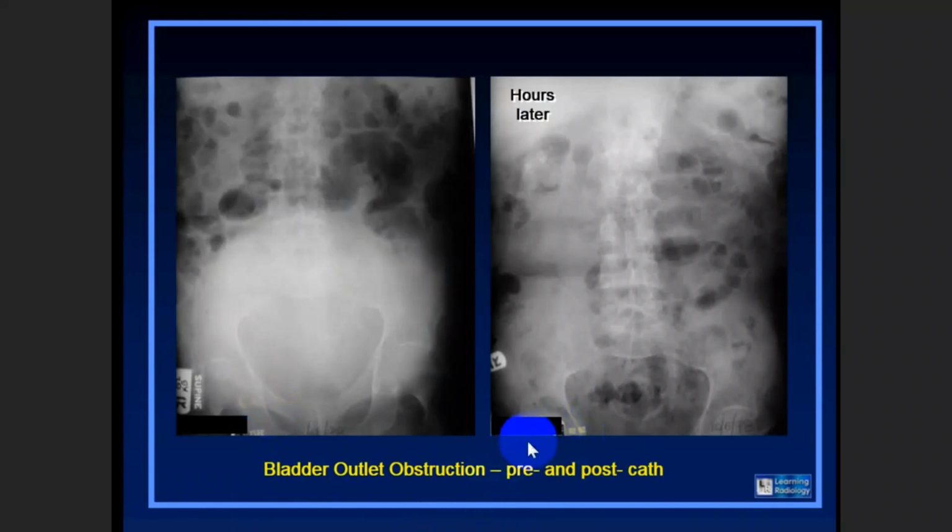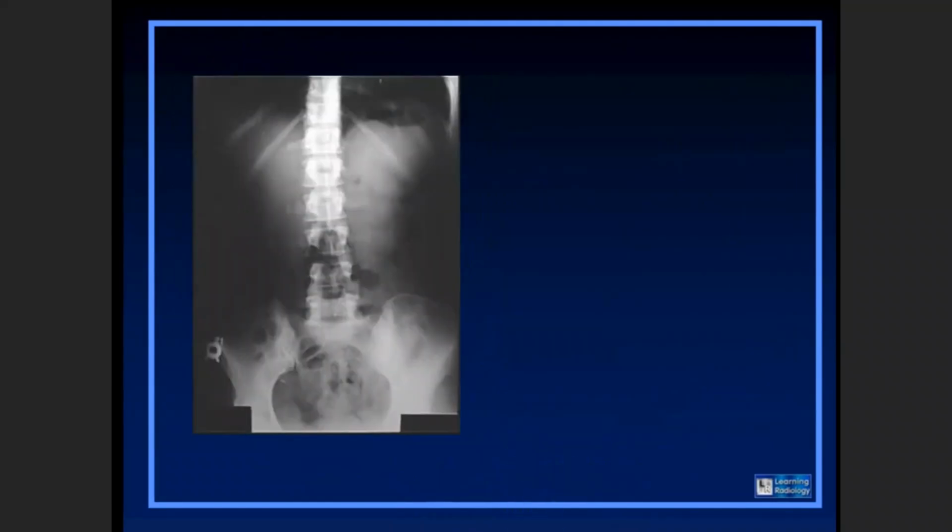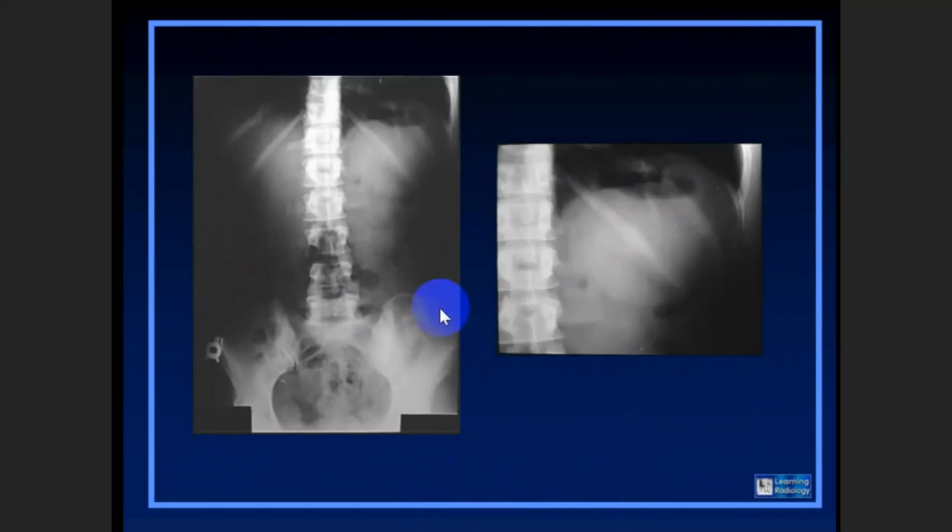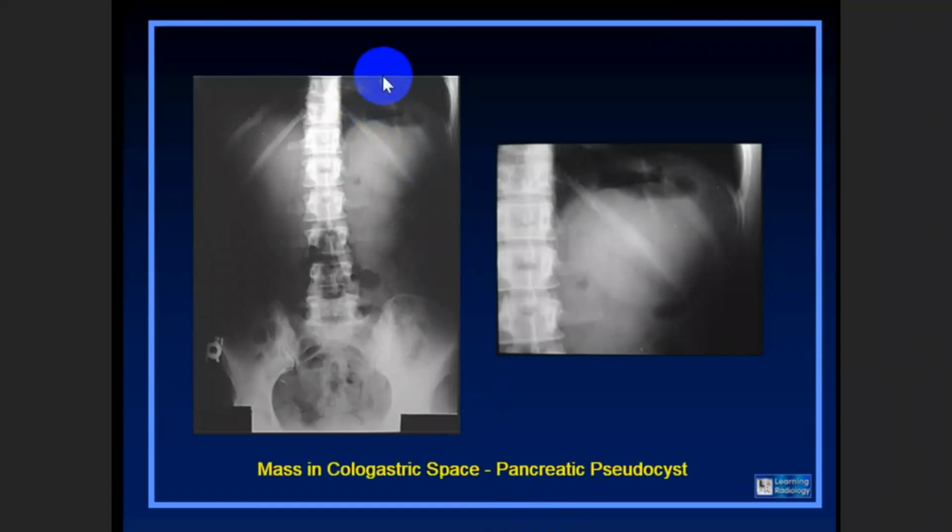And this is pre-operative, and this is post-operative after the release of obstruction, and the displaced bowel went back to the normal side. Another case over here, you can notice there is a mass located in the left upper quadrant, a mass in the hologastric space.